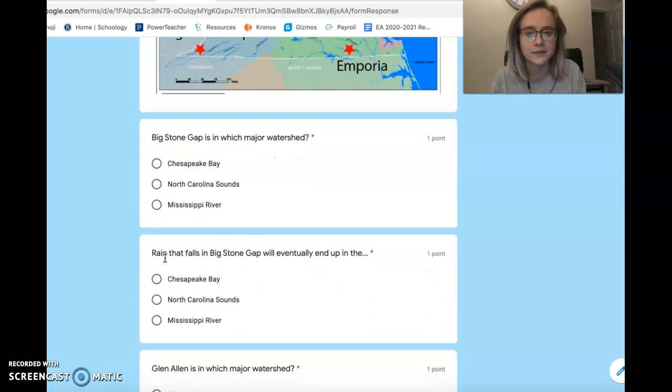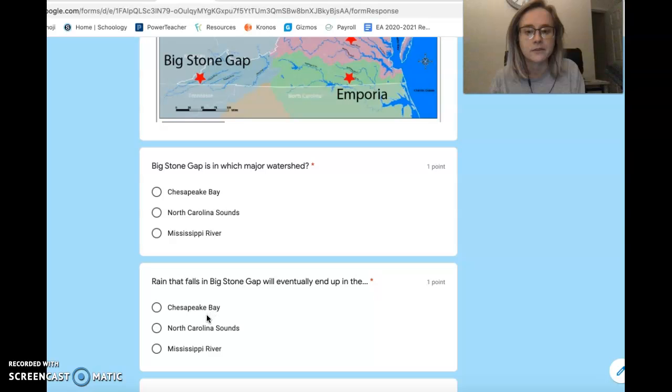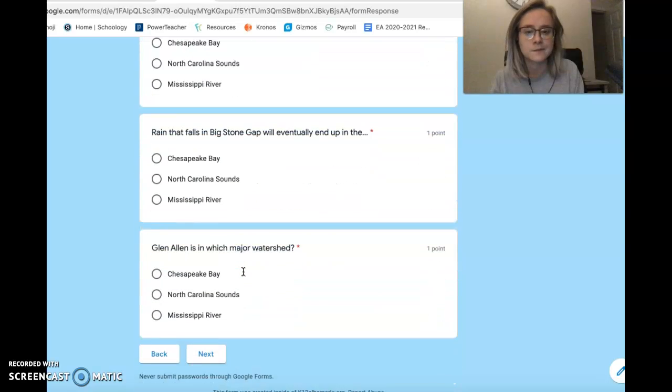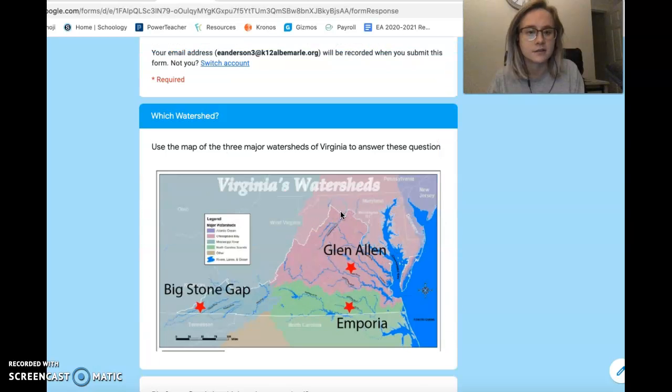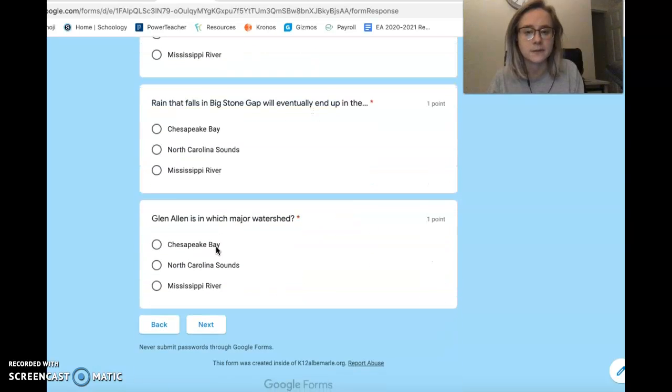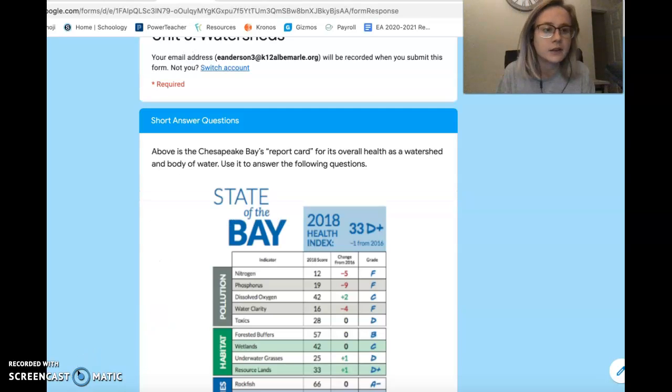Next question. Rain that falls in Big Stone Gap will eventually end up in the Chesapeake Bay, North Carolina Sounds, or the Mississippi River? Glen Allen is in which major watershed? Chesapeake Bay, North Carolina Sounds, or the Mississippi River? All right, we're on the next page.